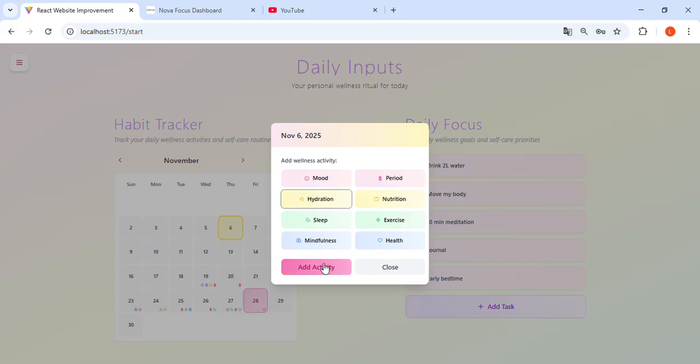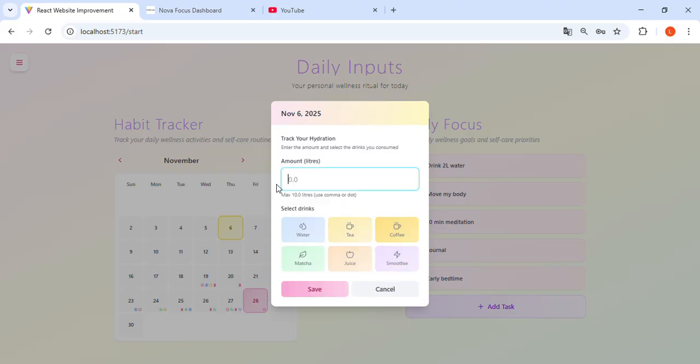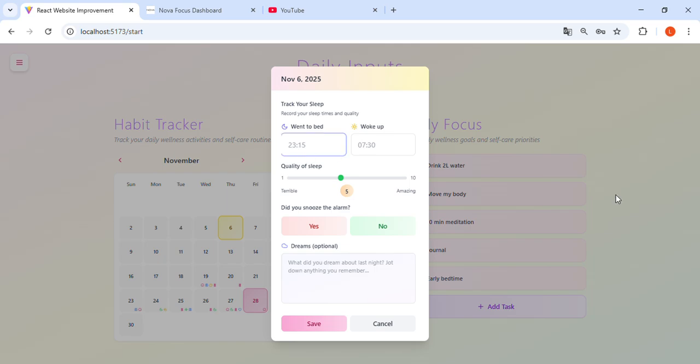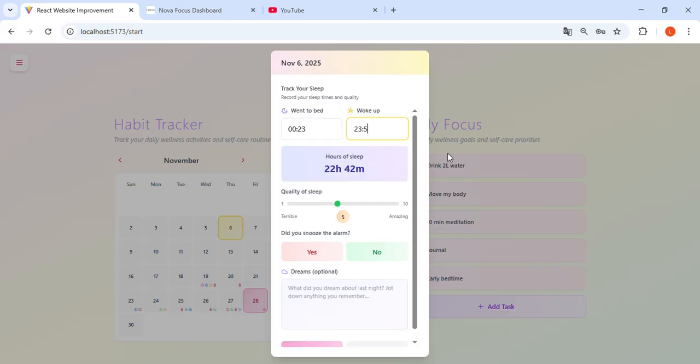Next up we have hydration, where the user can indicate how much they drank and what they drank. Then the sleep feature, I think that's actually really cool. So let's say you went to bed at 20 past midnight, and you woke up at 7:48. You might not really know how long you actually slept. Okay, now the user has slept for a really long time.